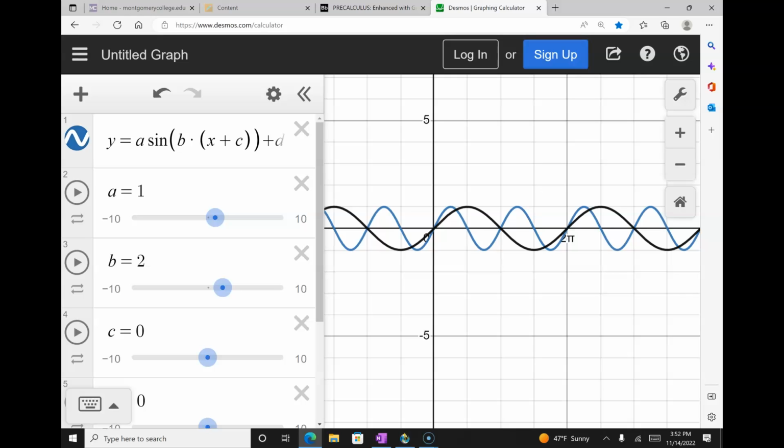If I make B 3, again, look at only this period from 0 to 2 pi. Look at how many sine curves I have now. 1, 2, 3. 3 times. The frequency is 3 times as much.